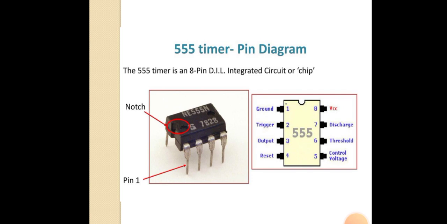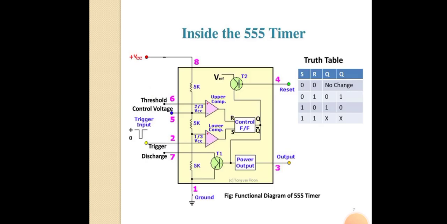Pin 6 is the threshold. The interval ends when the voltage at threshold is greater than that of CTRL. Pin 7 is the discharge. It is an open collector output that may discharge a capacitor between intervals, in phase with the output. Pin 8 is VCC, the positive supply voltage, usually between 3 and 15 volts.